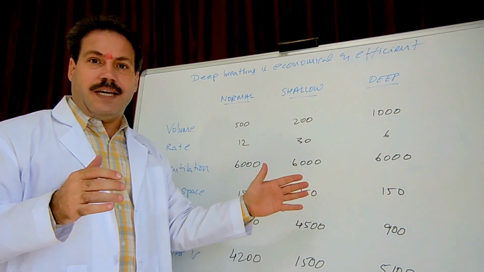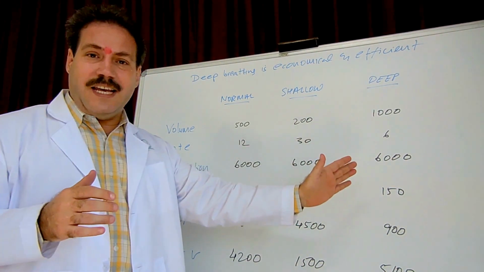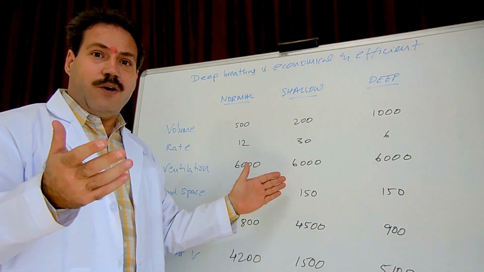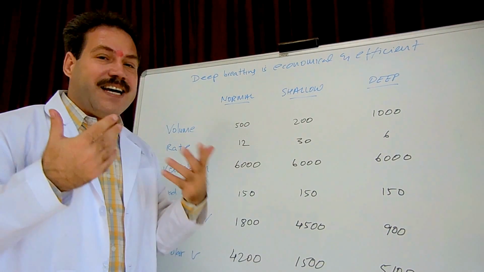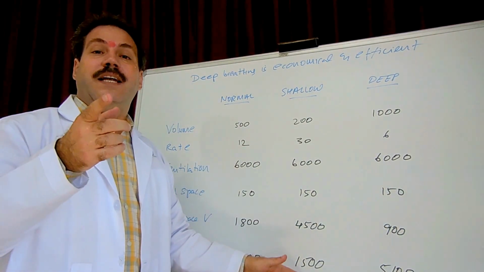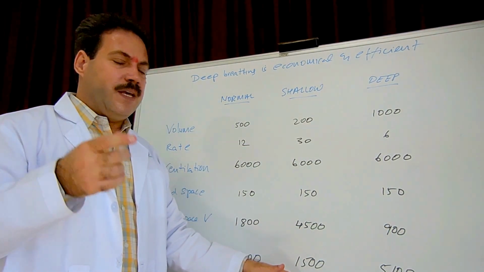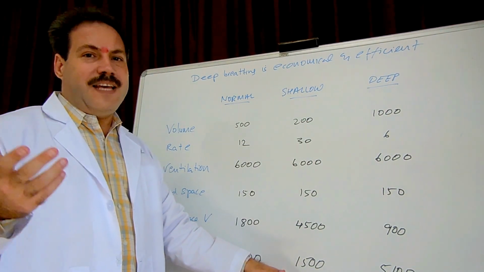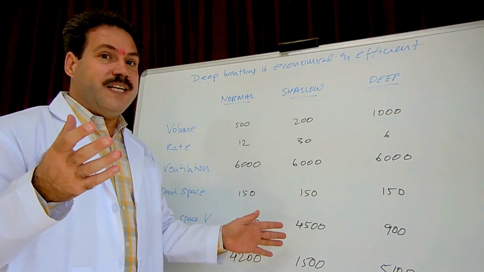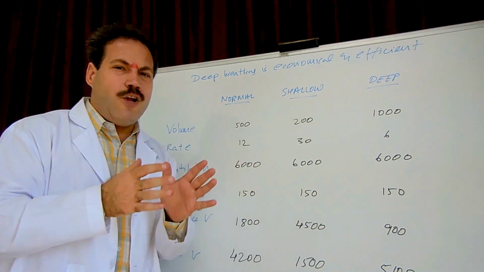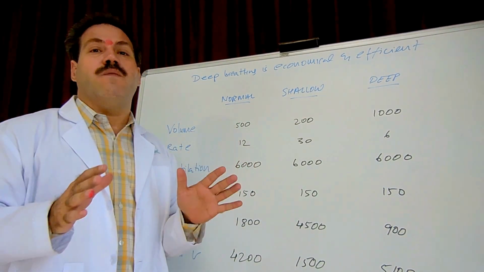Definitely we can see how both the normal and the deep, as compared to the shallow, where you are breathing 30 times a minute but you are only getting 1500. Much ado about nothing, as they say. Well, that is what shallow breathing is. And shallow breathing is so common in today's world.